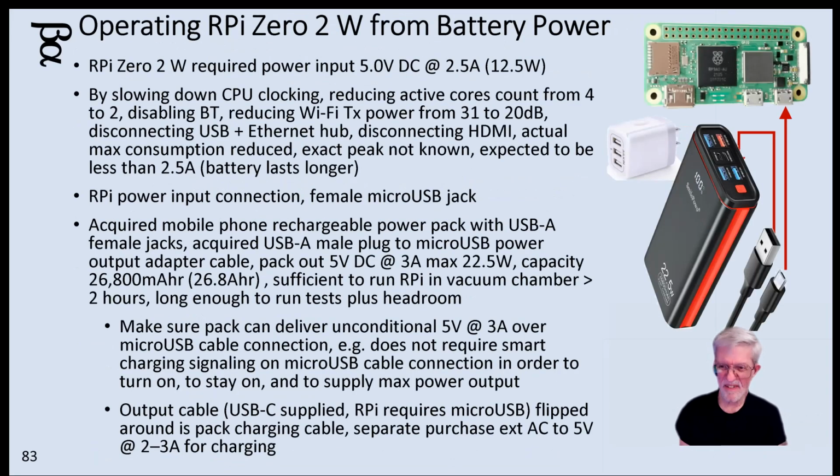Battery power. I had to find out how much power the computer needs, which is 5 volts DC at 2.5 amps, or it consumes 12.5 watts. I knew I didn't need that because I turned off a lot of stuff and made it run slower. But now I need to match connectors. The power input connector on this particular Model Pi is a micro USB jack.